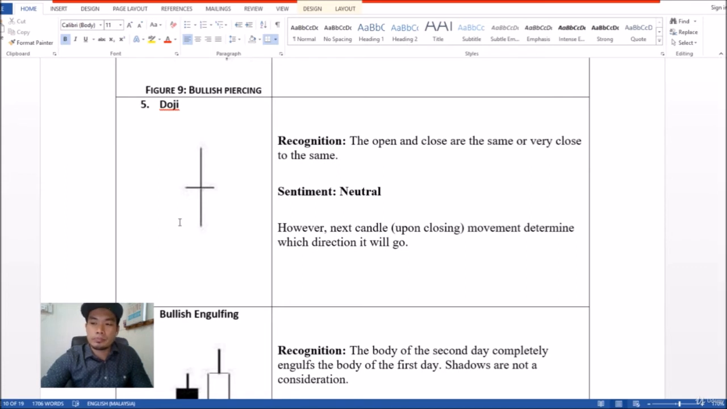So if the next candle closes up, then this doji, this neutral line, means the next sentiment would be bullish, and vice versa. If it closes below this neutral line, or the next would be a black candle, it strongly indicates that the price is going to be reversed downward.